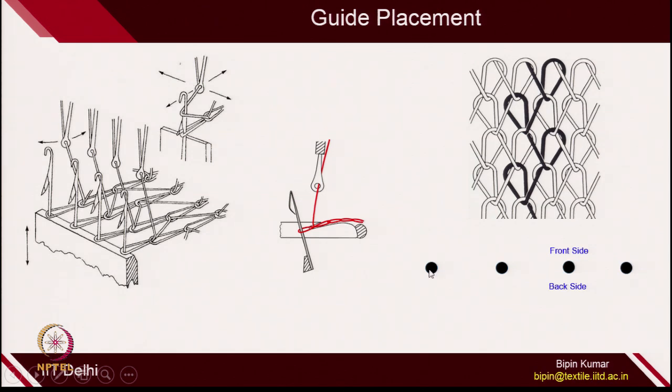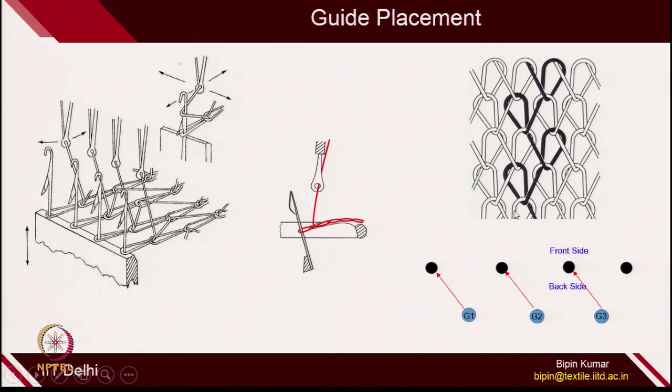So, for example, if you see there are 4 needles on this bed. For each needle one guide will be associated. For example, this G1 is associated with the first needle, G2 is associated with the second needle, and G3 is associated with the third needle. So, in the first course these 3 guides will be providing yarn to 3 different needles.